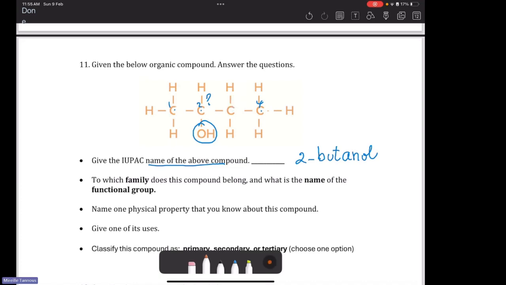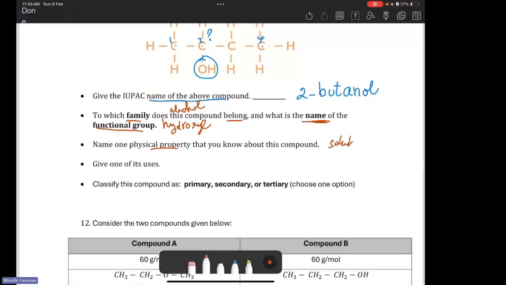Okay? Now, to which family does this compound belong? It belongs to the family of alcohols. Name the functional group. Hydroxyl functional group. Give one physical property. You can say it is soluble, it is polar, it has a high boiling point. These are physical properties. It dissolves in water, soluble. One use: as a solvent, perfumes, pharmaceuticals, fuel, sanitizers.